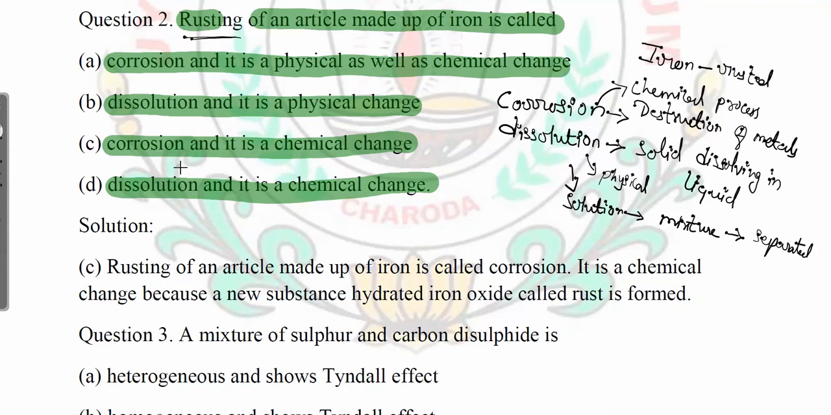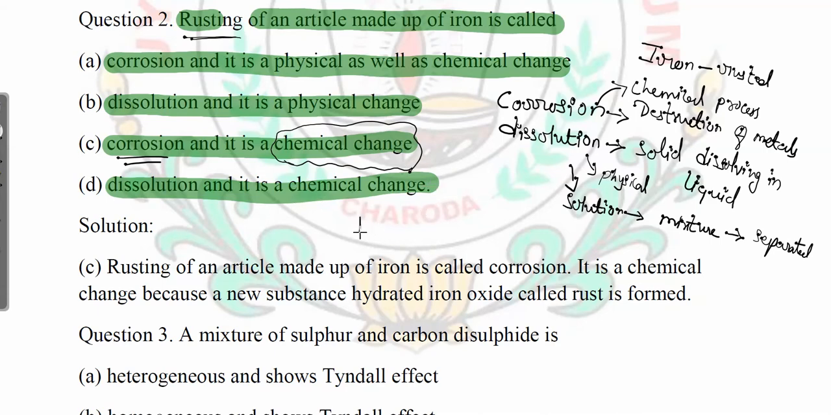Rusting is a corrosion process, and corrosion is what kind of change? It is a chemical change because it is irreversible. We cannot reverse the rusting process. We cannot get back iron from the rusted iron. Hence rusting is corrosion and it is a chemical process.